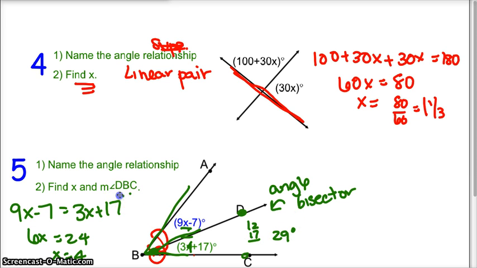So my slideshow says DBC, but I'm looking at my paper and it looks like it's asking for the measure of angle ABC. So the measure of ABC is this whole angle. So if this one's 29, this one's 29, so the whole thing must be 58.